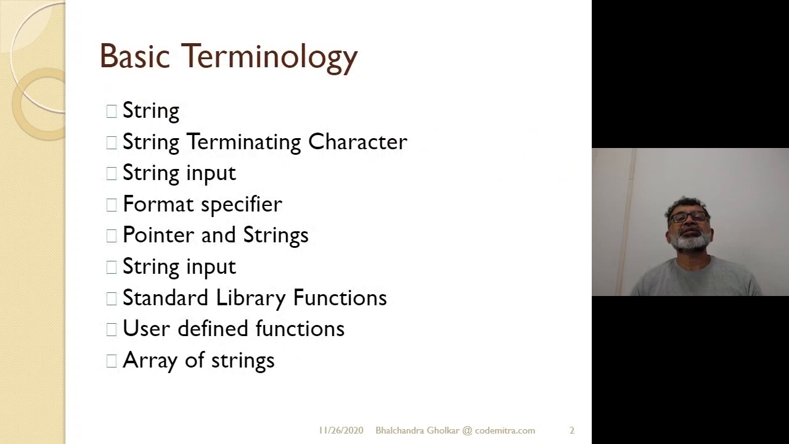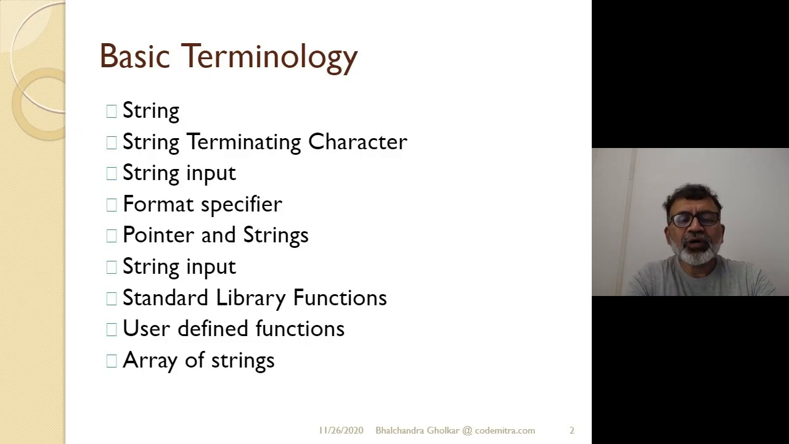So what are the important concepts in this array of characters, which we call a string? What is a string? What is the string terminating character? How to take the input for the string? What are the format specifiers for string or for printing the string? String is an array of characters, right? Pointers and strings. So pointers will again be there, since this is just a specialization of an array from the last chapter. It is a character array.